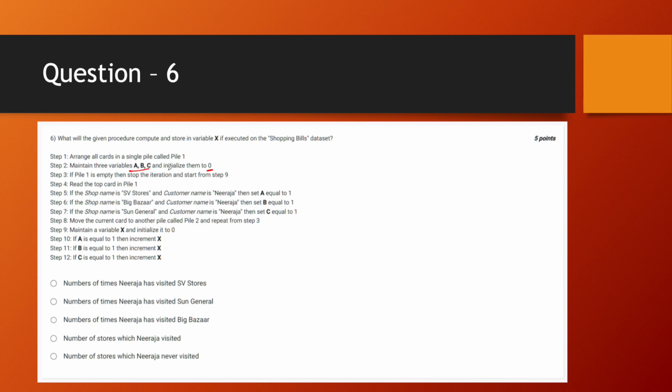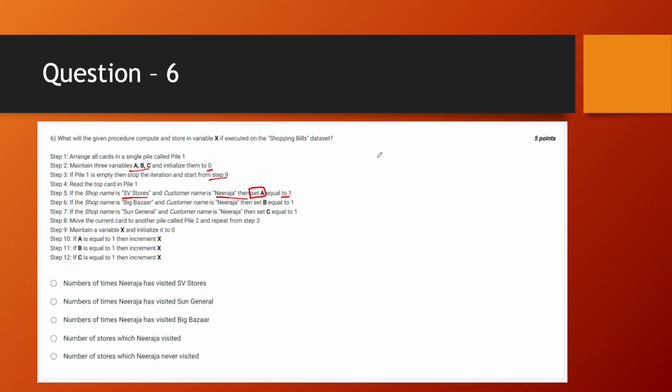Step 3 states that if pile 1 is empty, then stop the iteration and start from step 9. This is also an important step once we are done with the last card in pile 1. The next step is that read the top card in pile 1. Now step 5 states if the shop name is SV Stores and the customer name is Neeraja, then set A equal to 1. So this is a very important thing.